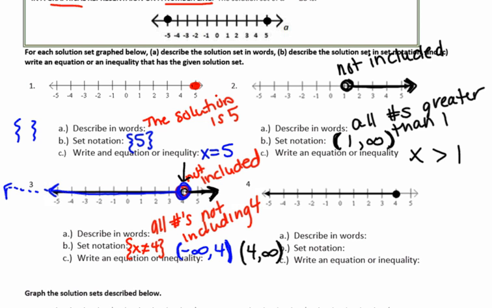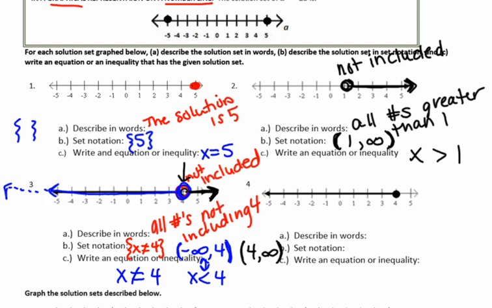So for this one, it says write an equation or an inequality. You would write x is not equal to 4. Another way we could have written this is x is less than 4. That's kind of like what these two are saying.